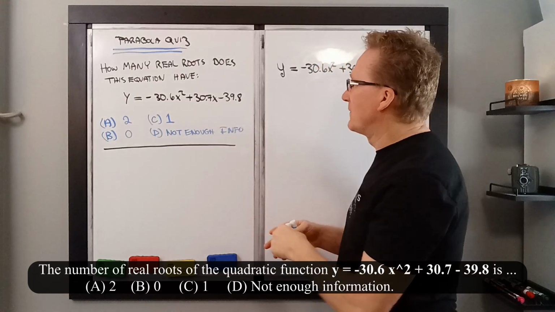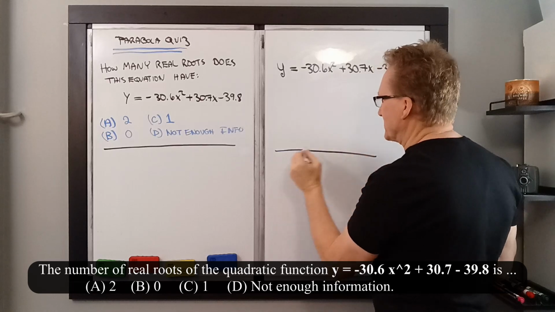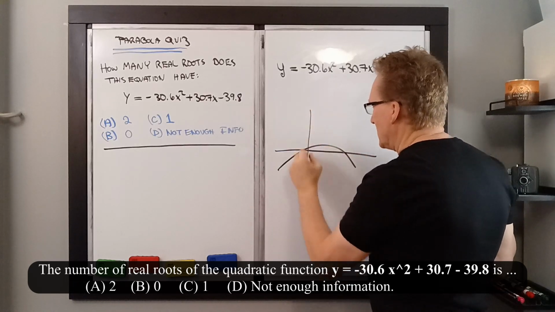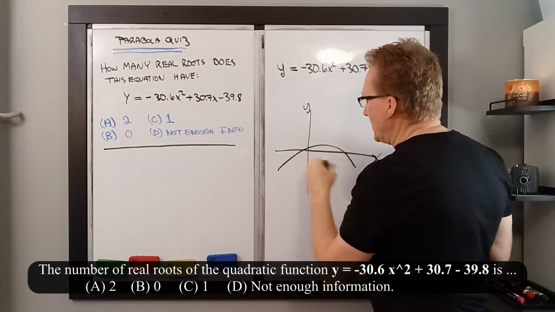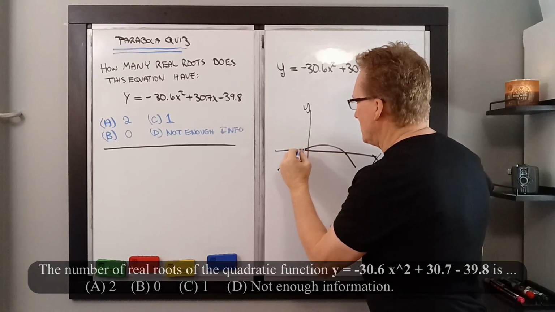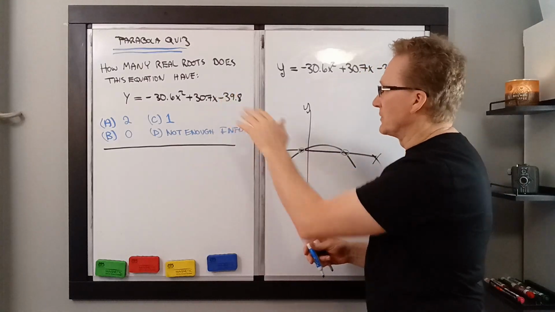Now when they're asking for the roots, there's three different things they could ask for, and they're really the same thing. Let's say here you have the y-axis and the x-axis, and here you have a parabola. Well, it intersects the x-axis here and here. Those would be called the roots. In this case, they're also called the real roots.